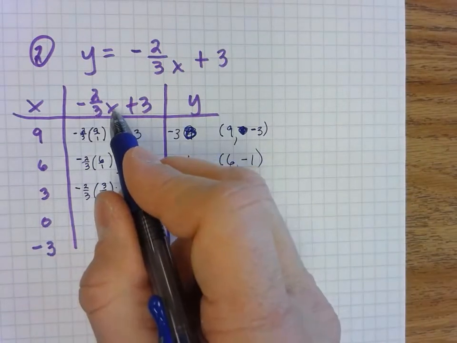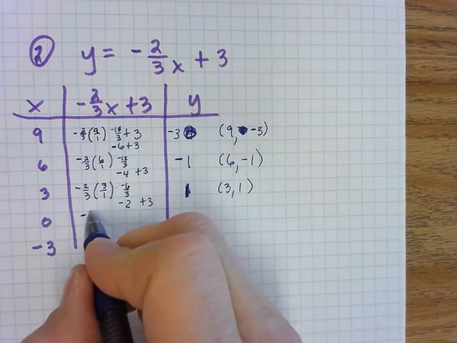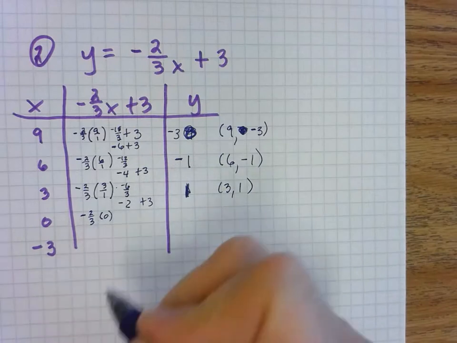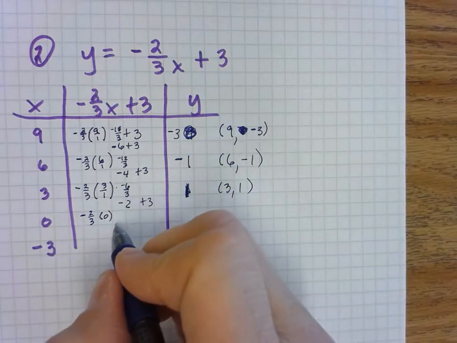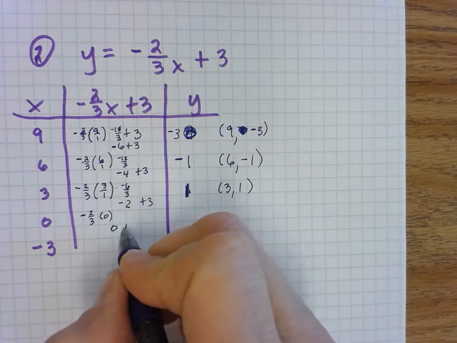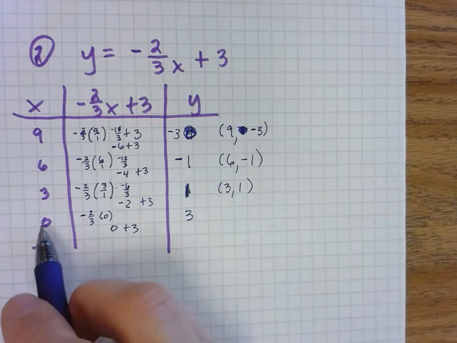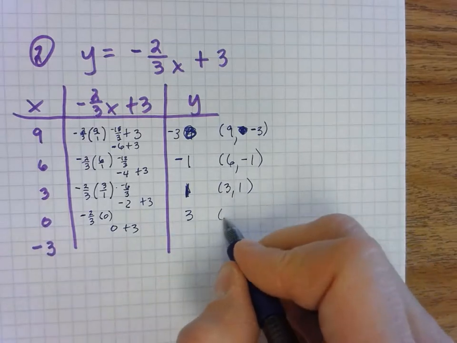0 is our next number we're going to put in there. So whatever you multiply by 0, of course, what is that going to give you? Anything times 0 is 0. And 0 plus 3, of course, is 3. So my next point I'm going to graph is 0, 3.